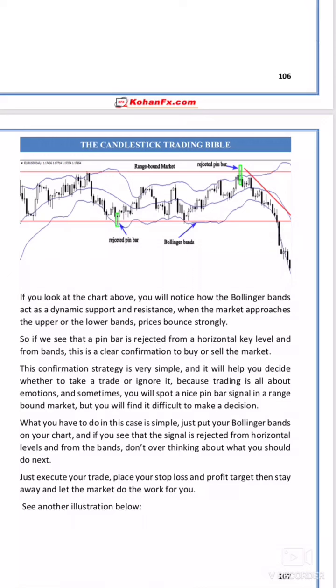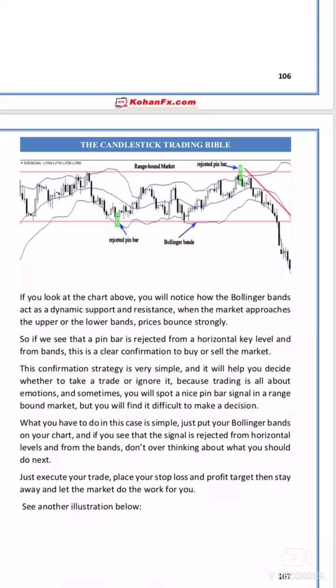This confirmation strategy is very simple, and it will help you decide whether to take a trade or ignore it, because trading is all about emotions, and sometimes you will spot a nice pin bar signal in a range-bound market, but you will find it difficult to make a decision.